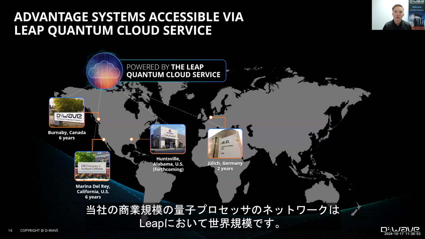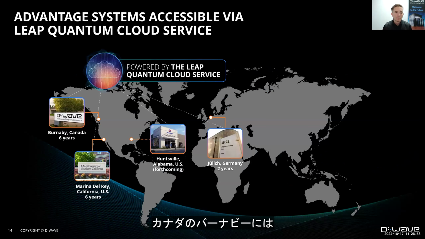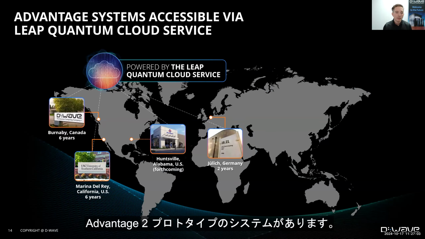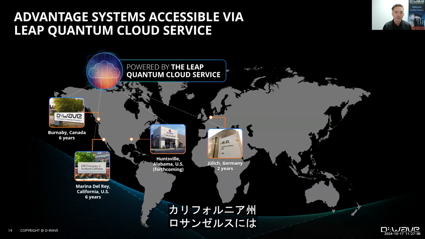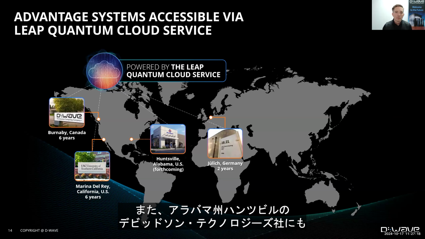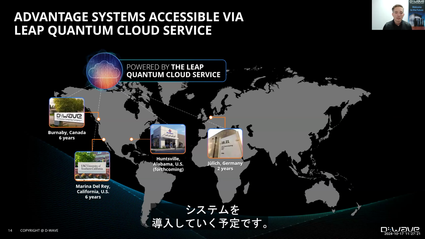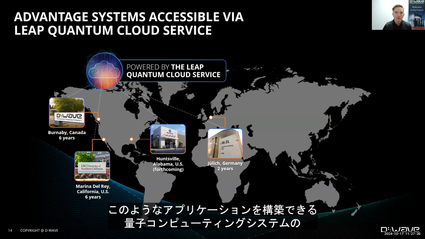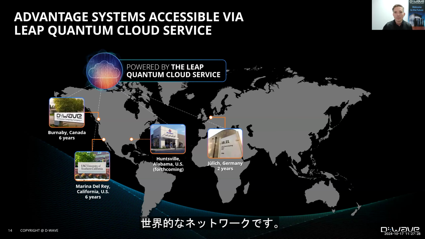Our network of commercial scale quantum processors is worldwide in Leap. We've got systems in Burnaby, Canada, our commercial scale quantum processors, as well as our Advantage2 prototype. In Los Angeles, California, we have a system at the University of Southern California and the Information Sciences Institute that's there. In Jülich, Germany, we have a system at the Jülich Supercomputing Center. And we've announced that we are going to be installing a system with Davidson Technologies in Huntsville, Alabama. So that's going to be upcoming. So really, we're talking about a worldwide network of quantum computing systems on which these applications can be built.